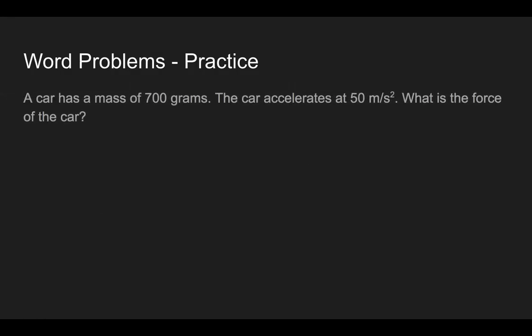So some word problems. A car has a mass of 700 grams. The car accelerates at 50 meters per second squared. What is the force of the car? Well, we know that the force is equal to mass times acceleration. So we have to keep that equation in mind. And so that would mean that F is equal to 700 grams times 50 meters per second squared. So that means that we get a total of 35,000 newtons of force.